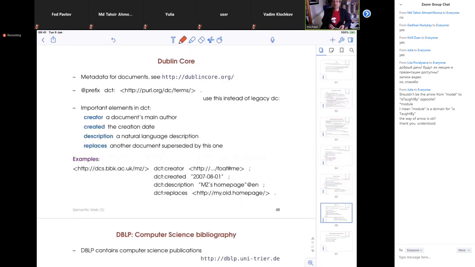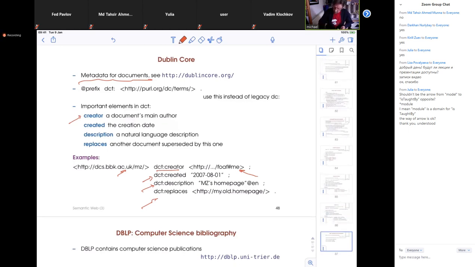Okay, another very big vocabulary is called Dublin Core. For many years, they have been developing metadata, how to write metadata for documents. A huge effort. So what do they have? Things like creator. You have a document, and the main author of the document is the creator, then the creation date, description, and replaces, when one document replaces an older version. Say here that this URI, that's me, is the creator of something about myself, with the date of creation, some description, and it replaces my old homepage.